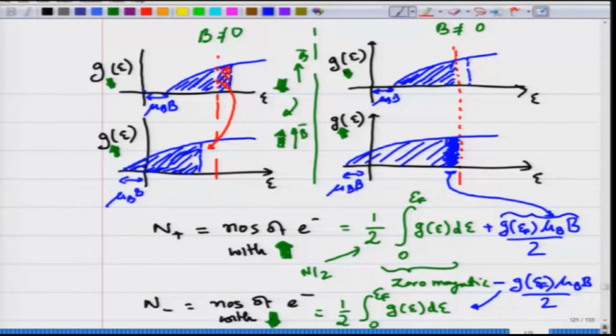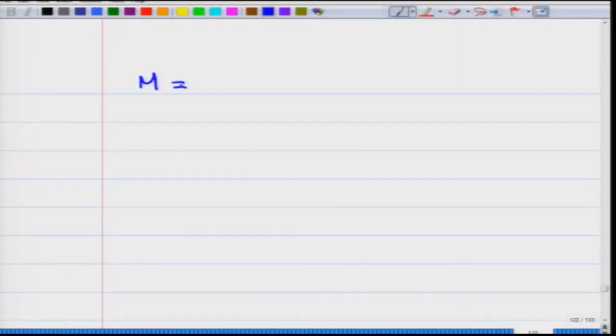Now, if you want to get the total magnetization, which you get is n plus minus n minus into mu B. Each electron has a magnetic moment mu B. This is the magnetization of each electron, and this is the number of electrons with magnetization parallel to the field direction. This is the number of electrons with magnetic moment opposite to the field direction, and if you use the earlier expression, it is very easy to show that the first term cancels out.